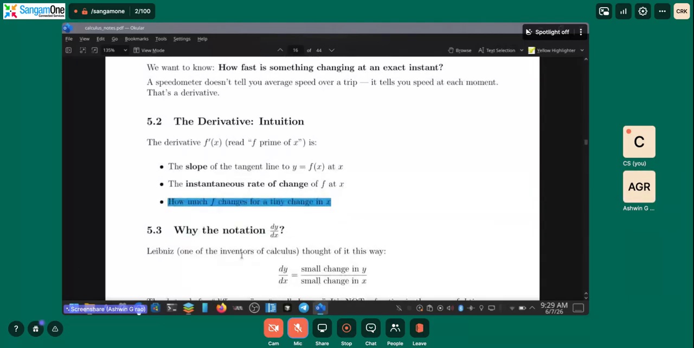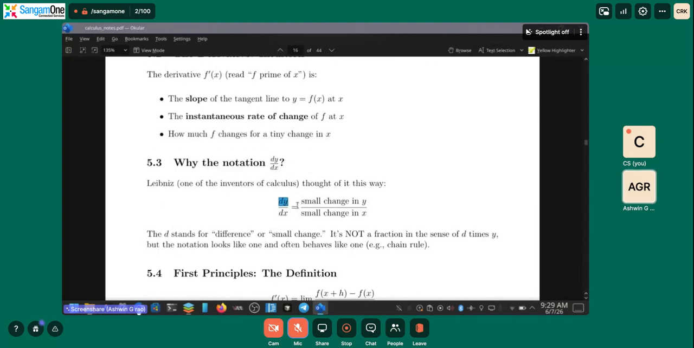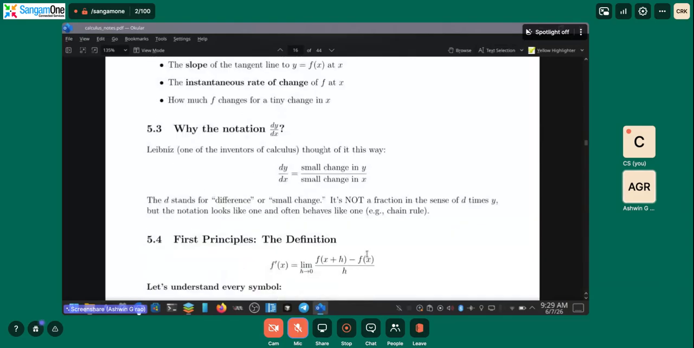change in x. Why is the notation dy by dx? This is the labeling. One of the inventors of calculus thought of this system. dy is a small change in y, dx is a small change in x. The d stands for difference or small change. It's not like a fraction in the sense of d times y, but the notation looks like one and often behaves like one. An example is the chain rule.